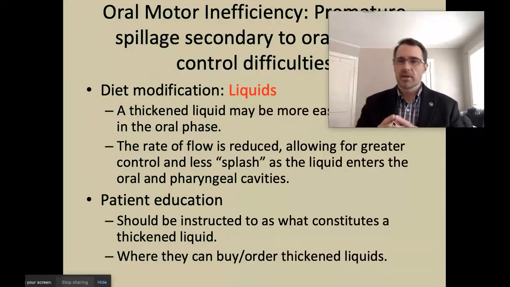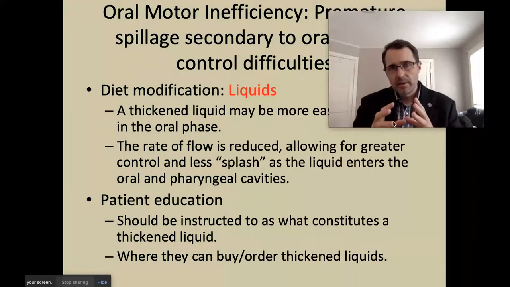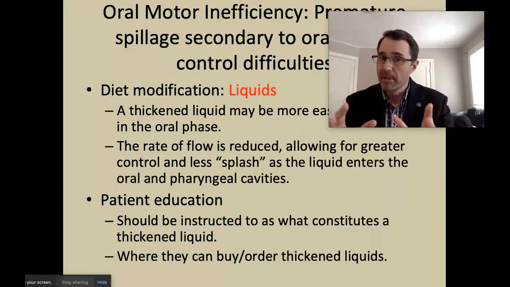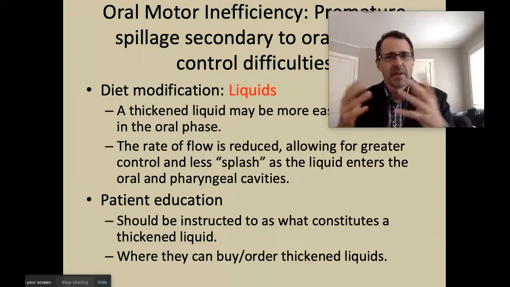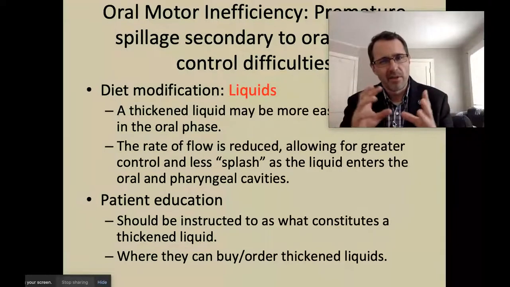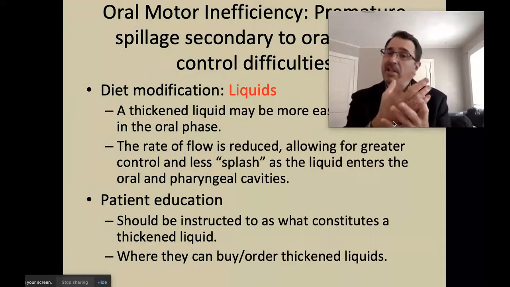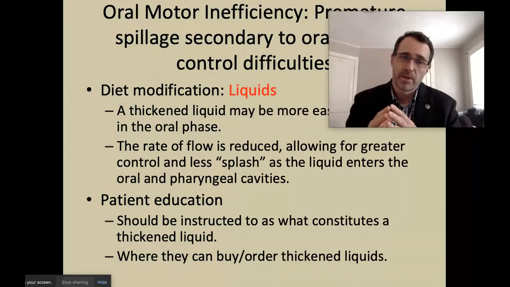All right, so let's talk some about modifying liquid consistencies. Thickening the liquid helps individuals that have reduced ability to control thin liquids, because the thin liquids move super fast and then they splash and go everywhere. So the thickened liquids allow for the patient to have greater control over the liquid bolus because it's going to be moving slower. It's going to be more cohesive, so it's going to stick together as it moves through the oral cavity and the pharyngeal cavity.